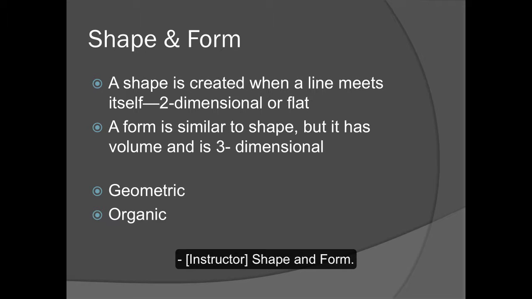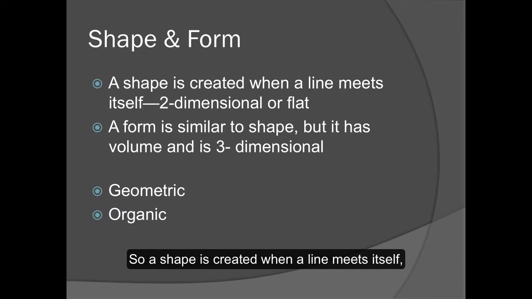Shape, and form. Shape is the result of closed lines. Shape can be visible though without lines if there's an established color area or an established arrangement of objects. So a shape is created when a line meets itself, and typically that's two-dimensional or flat.